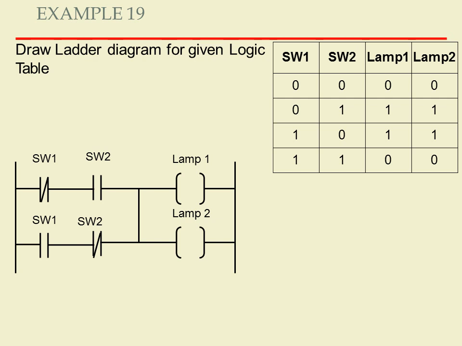For switch 1 equal to 1 and switch 2 equal to 0, lamp 1 should be 1 and lamp 2 should be 1. Then for switch 1 equal to 1 and switch 2 equal to 1, lamp 1 should be 0 and lamp 2 should also be 0.